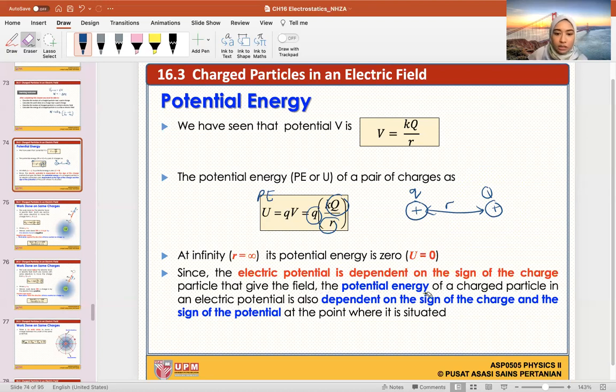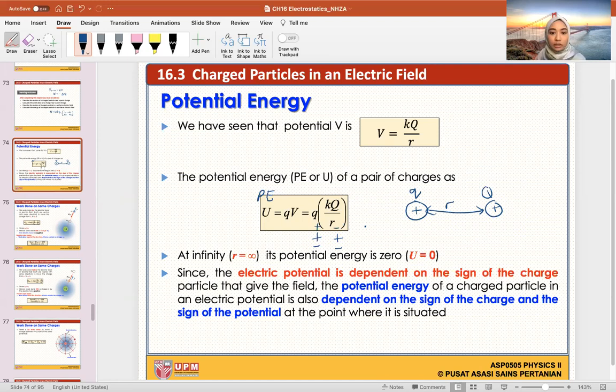Potential energy of a charge is dependent on... Okay, it's just saying, just use this equation as it is. If it's negative, then it will be a negative charge. If the pair of charges have the same signs, for example, positive with positive, then this will be positive. If I have a charge that is negative with negative, then the potential energy will be positive. If they have different signs, positive with negative, then my U will be negative.